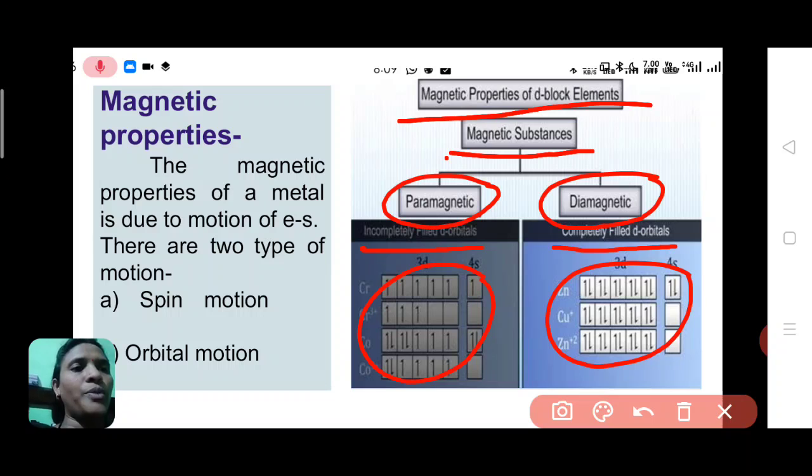So I hope it is clear which substances are paramagnetic and which are diamagnetic. It depends on the pairing and unpairing of electrons. If electrons are unpaired, then the substance is called paramagnetic, and if the electrons are all paired, then it is called diamagnetic.